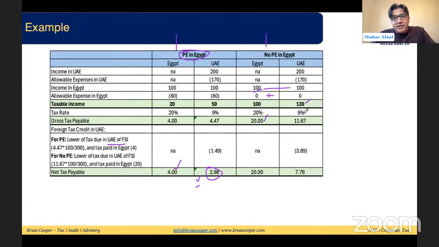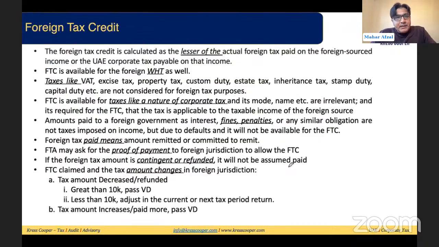This is your total income, 139%. Again, the rule is the same that we already discussed. 11.67 is the tax. Then the lower of tax due in the UAE or tax paid in Egypt; the 3.8 remaining will be taxable in the UAE.